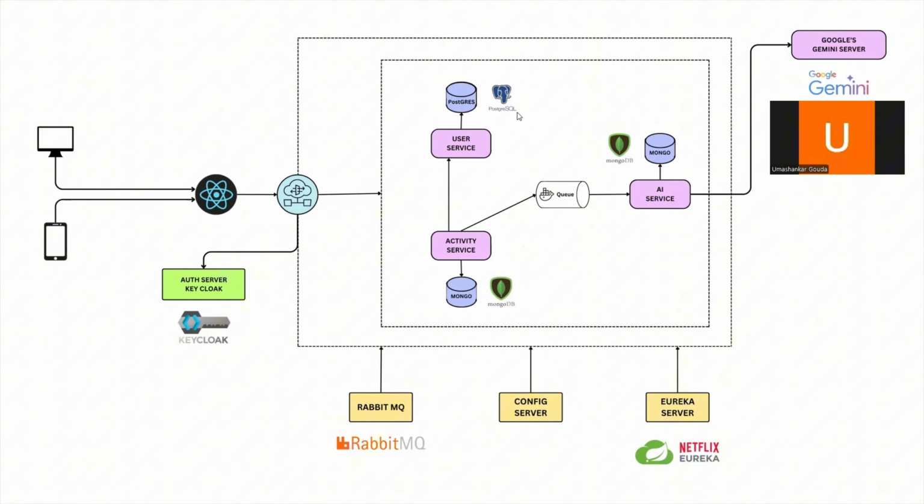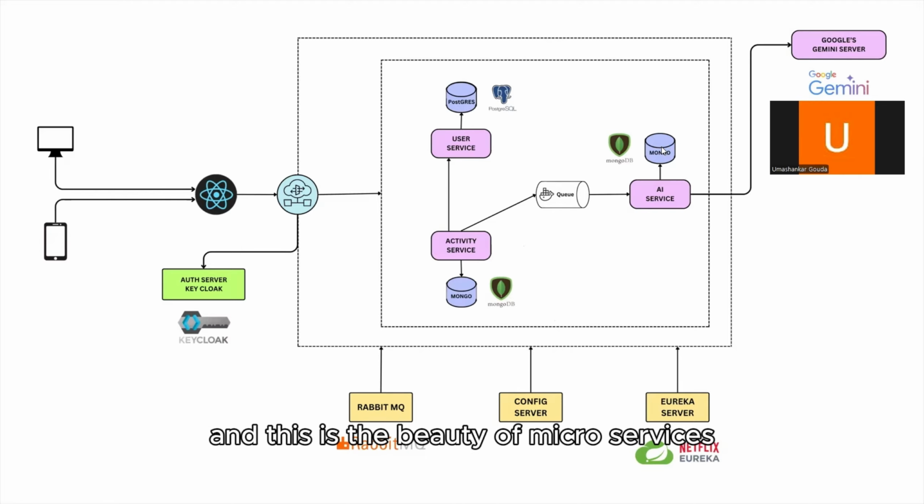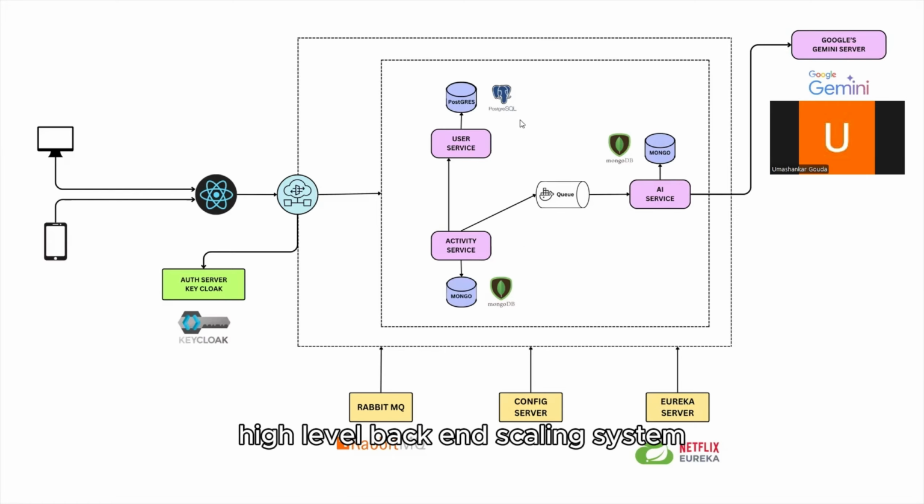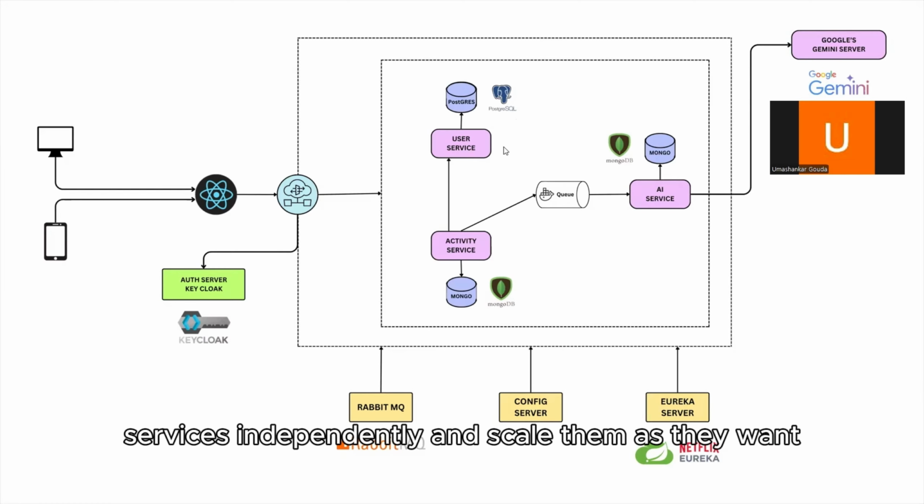We are making use of a Postgres relational database for the user service, and MongoDB for the activity service, and a MongoDB for the AI service. And this is the beauty of microservices, I would say. For each service, we can have independent databases set up, and each service can work independently. So in a high-level backend scaling system, separate teams can work on separate services independently and scale them as they want.